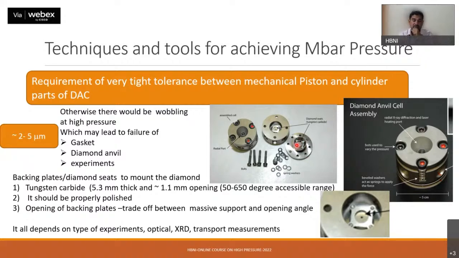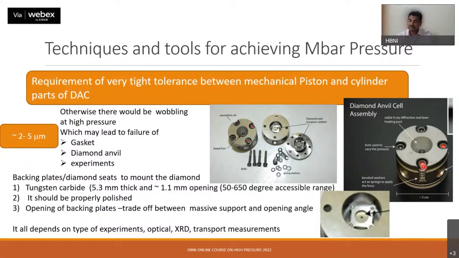So this should be of the order of 2 to 5 micron, not more than 5 micron actually. And you see here, not only that, there are many other features which one needs to take care of if you really want to achieve higher and higher pressures. Like this is a symmetric type of diamond anvil cell which has a conical opening, and this conical opening can also be used for different purposes like for laser heating and other things.